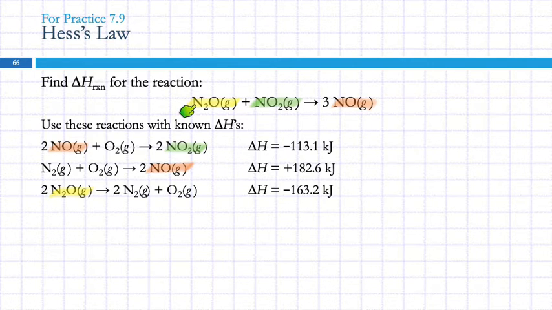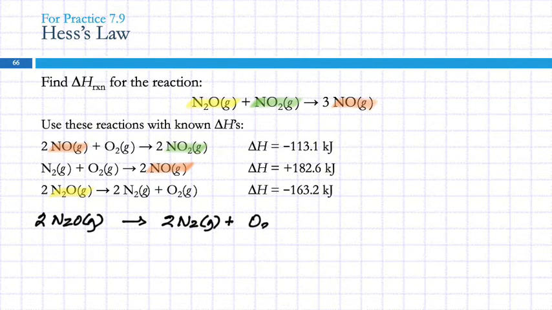So this one has N2O as a reactant. So this is the only one that has N2O. Here it is as a reactant. So I'm going to write this equation down in the same direction. So 2N2O gas going to 2N2 plus O2. And then I'm going to write down what delta H is. I didn't do anything to this equation yet, so I don't have to do anything to delta H. So that's N2O.